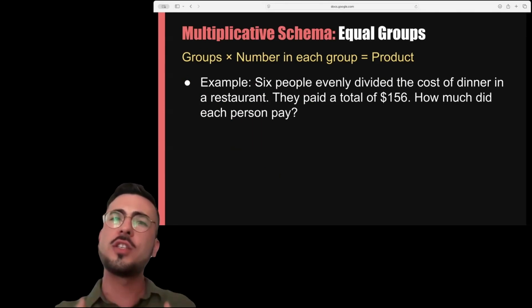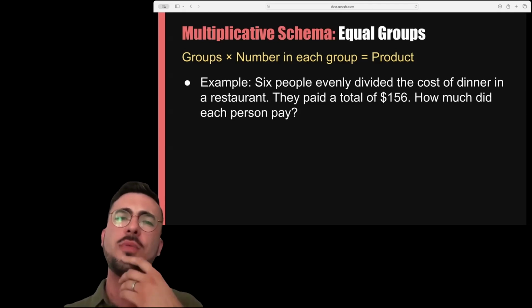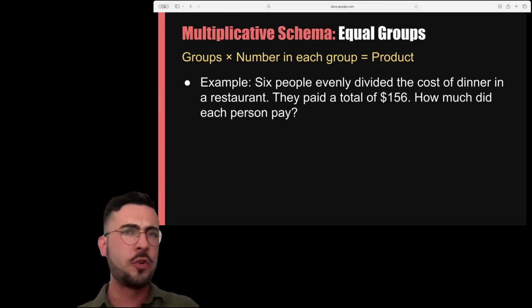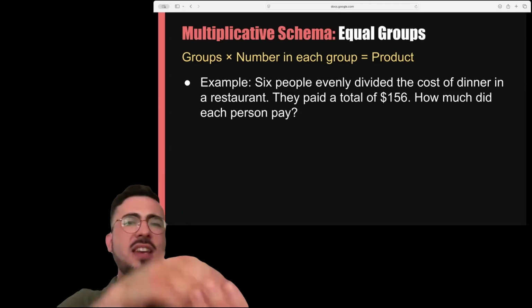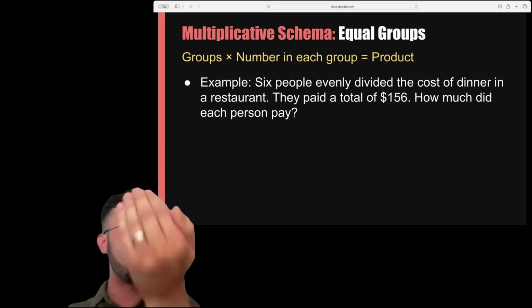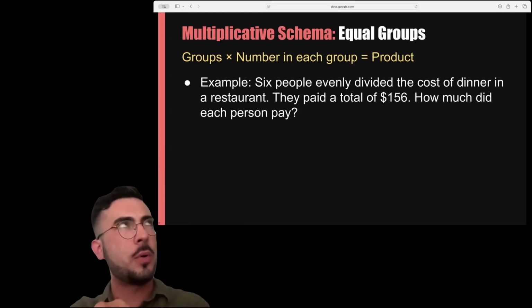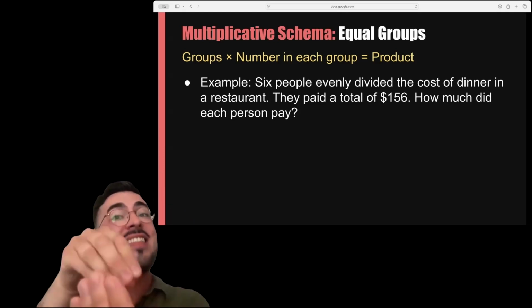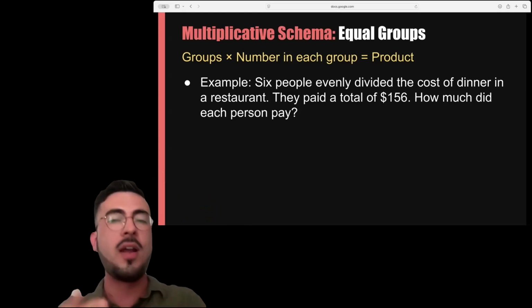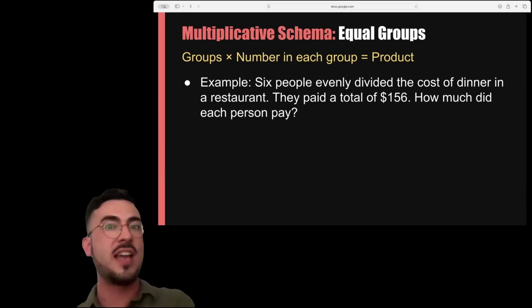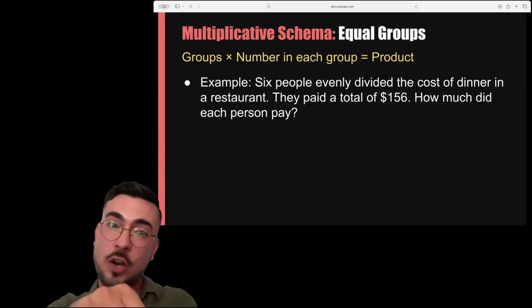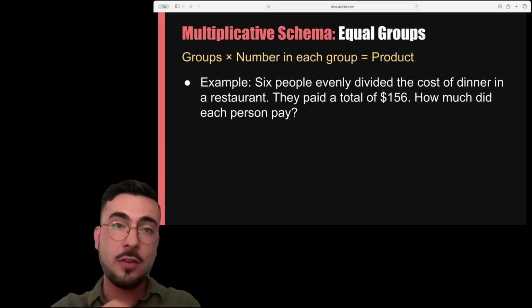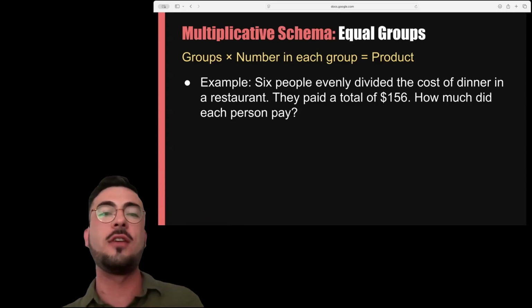So the students, once they're familiar with equal groups, they realize, wait a minute, I do have groups with an equal number in each group. My groups are my people. And what is in the people? Well, there's money in their hands that they're going to pay. Right? I often, when I'm teaching equal groups, use the idea of in each group. It's in a container or it's in someone's hand, right? You can use that kind of language with kids.